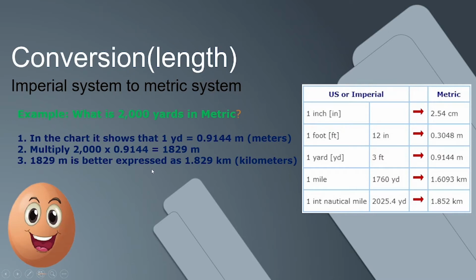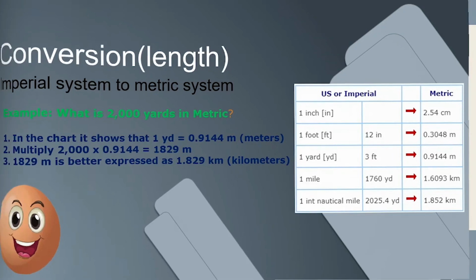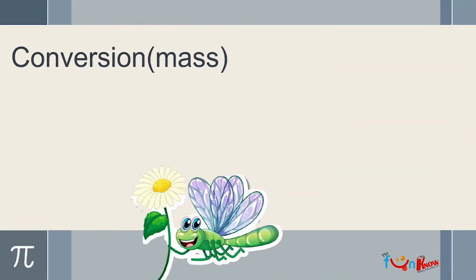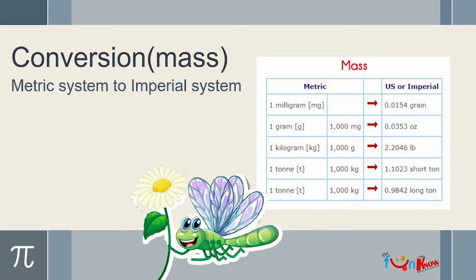So this can also be expressed in kilometers, that is 1.829 kilometers. So you can also say the answer is 1829 meter, or you can express it in 1.829 kilometers. I hope you understand the conversion of length from metric to imperial and imperial to metric. So now here we are going to see the conversion of mass. But specifically, while converting mass, we will see metric to imperial.